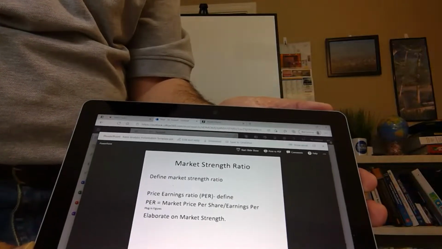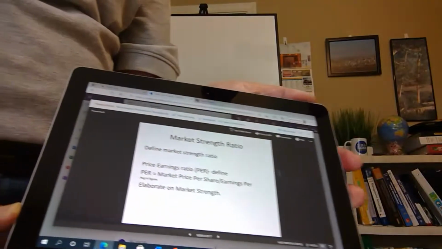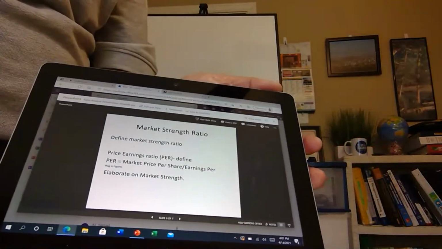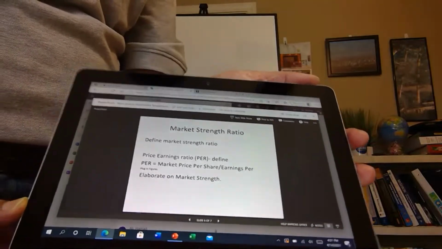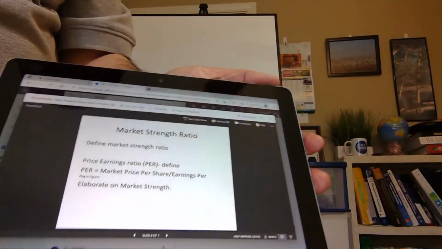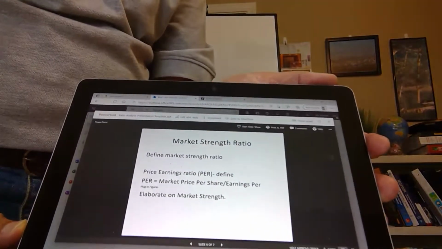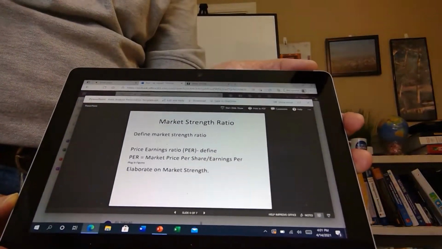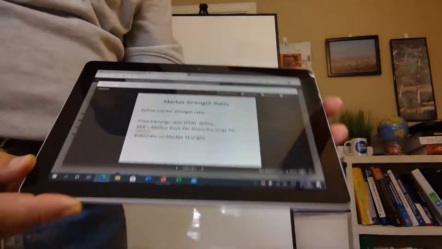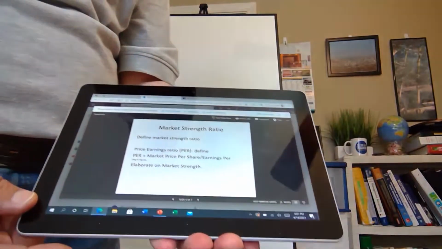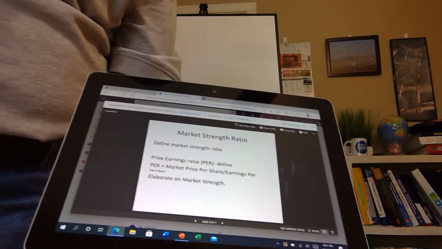Just search anywhere. If I chose IBM, for example, I would go online and look for the current market price per share. I divide it by earnings per share. Earnings per share you can find in the income statement, at the bottom of the printout that you made. Then you elaborate on whether this business is favorable in the market, has good market value, and so on.